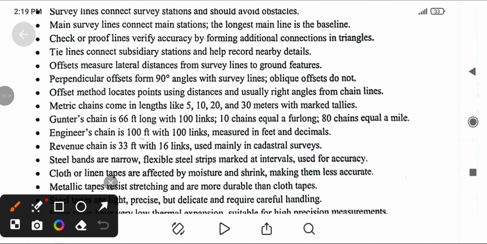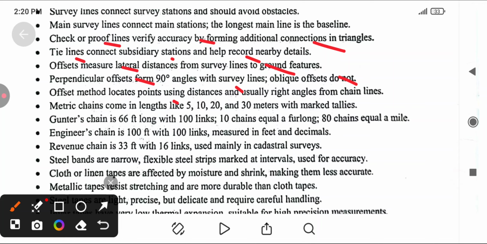A check or proof line verifies accuracy by forming additional connections in triangles. A tie line connects subsidiary stations and helps record nearby detail. Offset measures the lateral distance from the survey line to ground features. A perpendicular offset forms a 90-degree angle with the survey line. An oblique offset does not. The offset method locates a point using distance, usually at a right angle from the chain line.